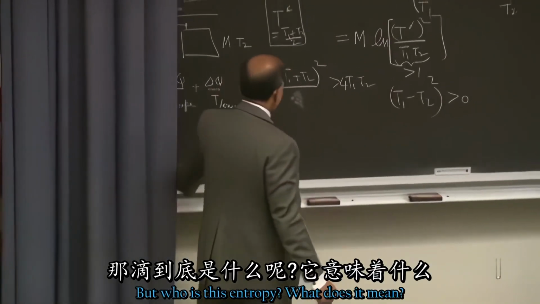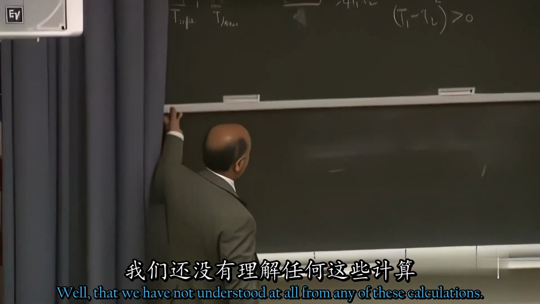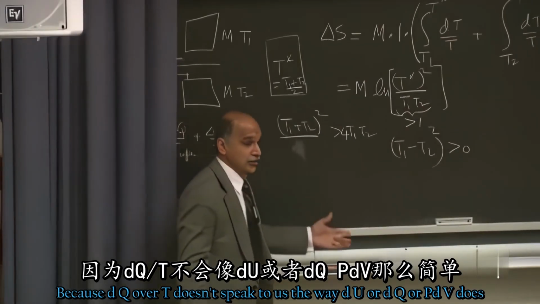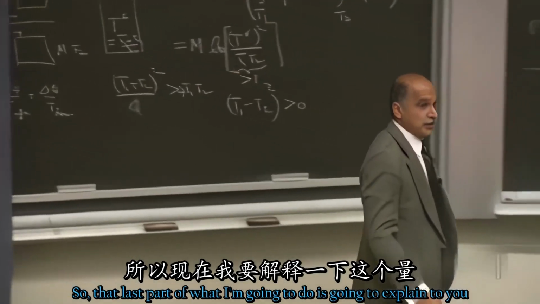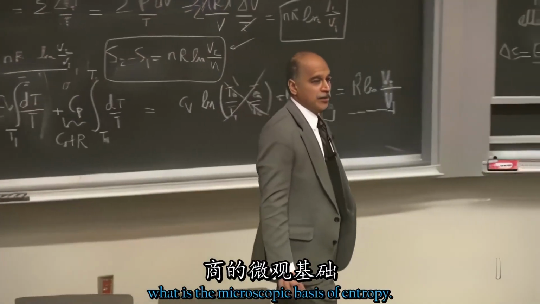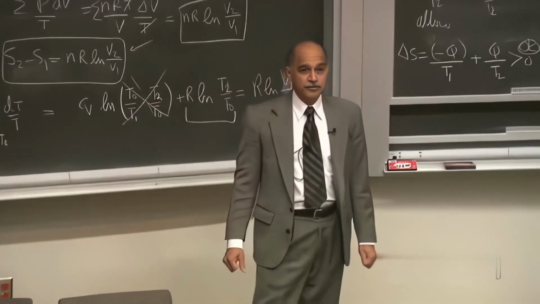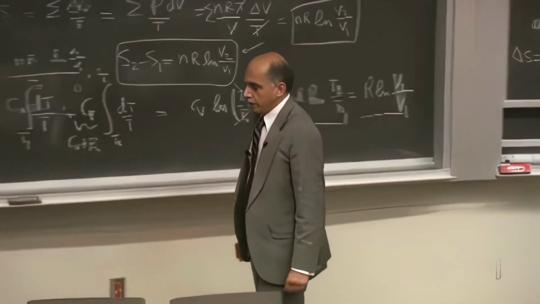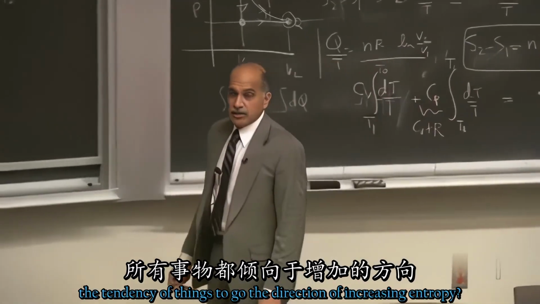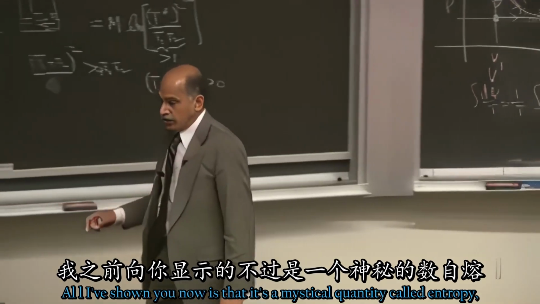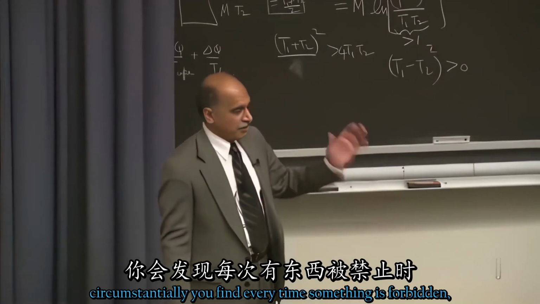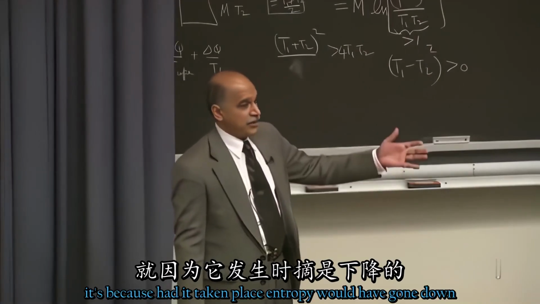But who is this entropy? What does it mean? Well, that we have not understood at all from any of these calculations, because dQ over T doesn't speak to us the way dU or dQ or P dV does. So the last part of what I'm going to do is going to explain to you what is the microscopic basis of entropy. Why is the entropy going up? Why do we understand the tendency of things to go in the direction of increasing entropy? All I've shown you now is that there is a mystical quantity called entropy. Circumstantially, you find every time something is forbidden, it's because had it taken place, entropy would have gone down.